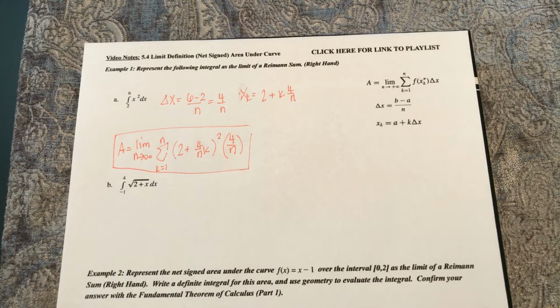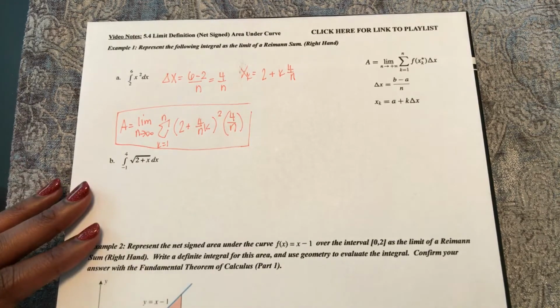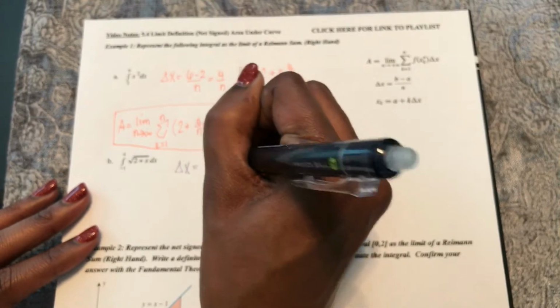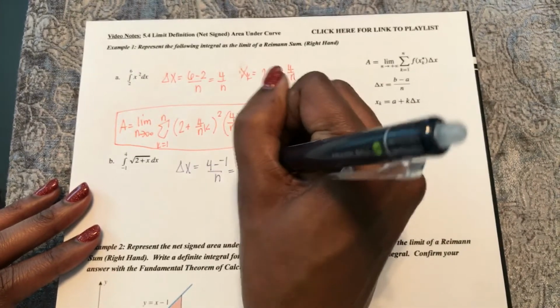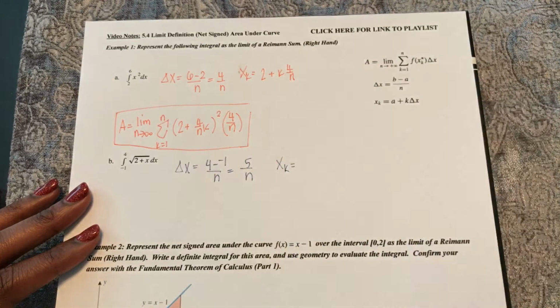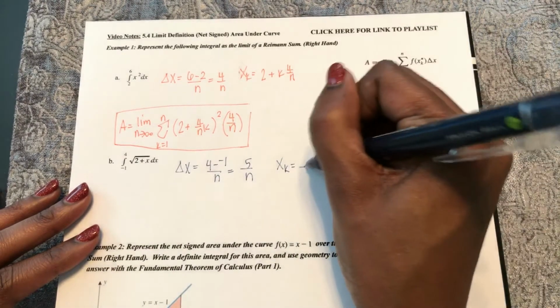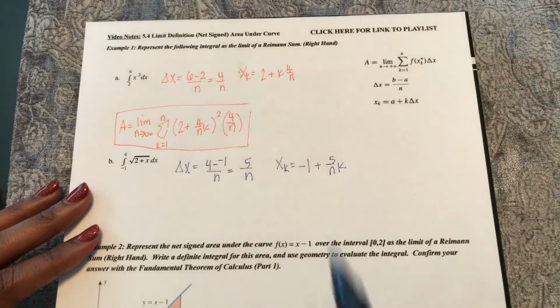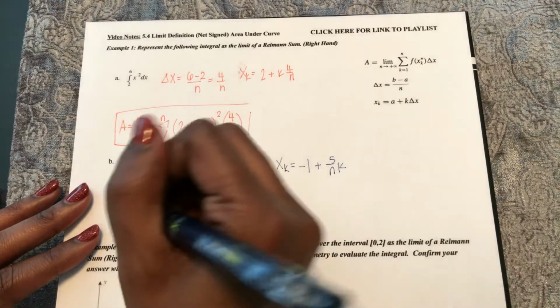So now part B, same idea. First I need to find delta x. Delta x is b minus a over n, which is 5 over n. And x sub k, if I'm using right-hand endpoints, it's going to be negative 1 plus 5 over n k. So now I need to write this as a limit.